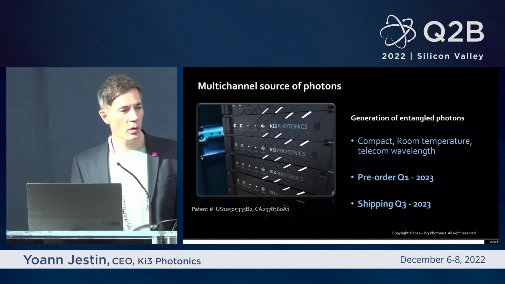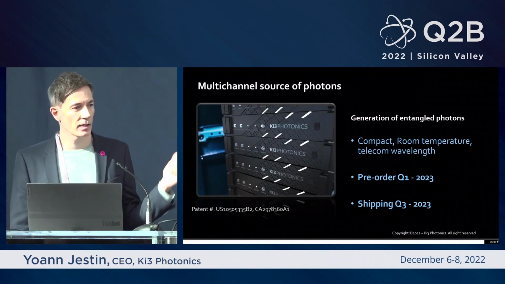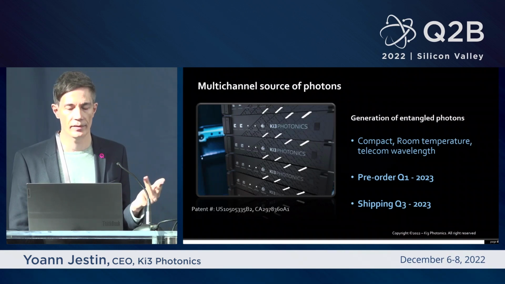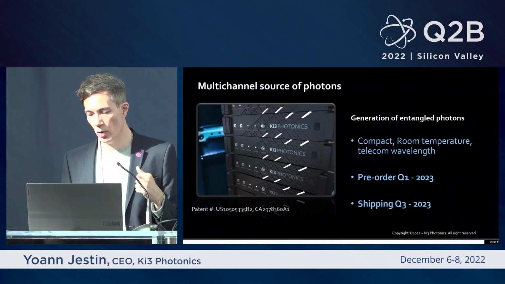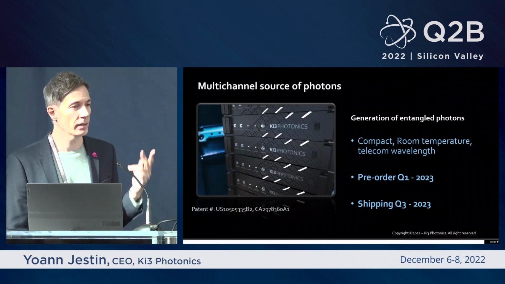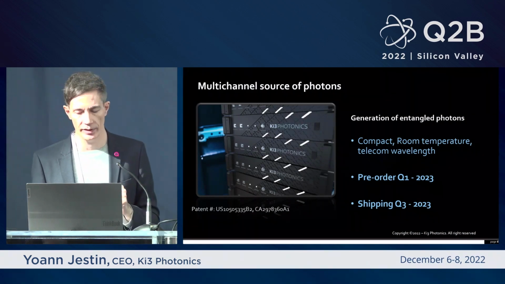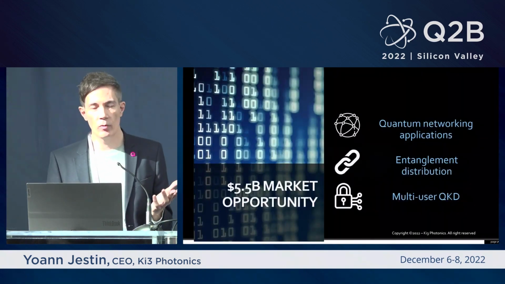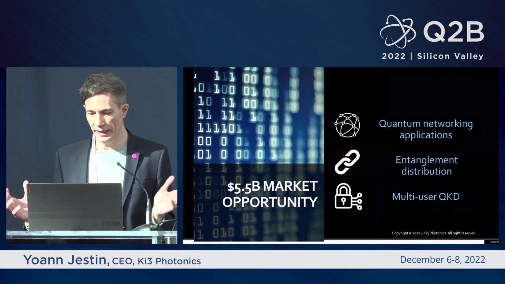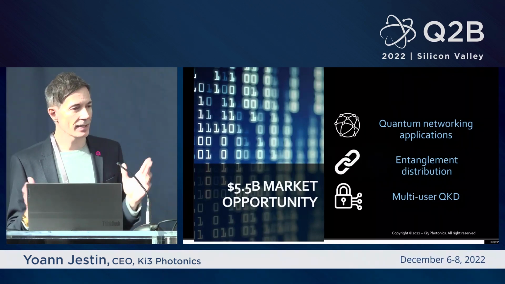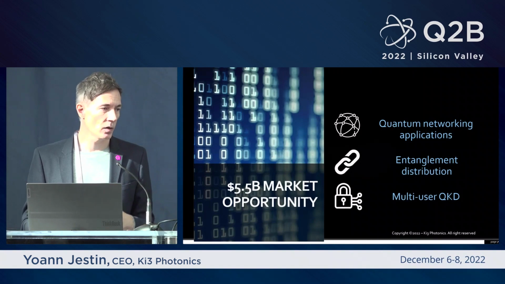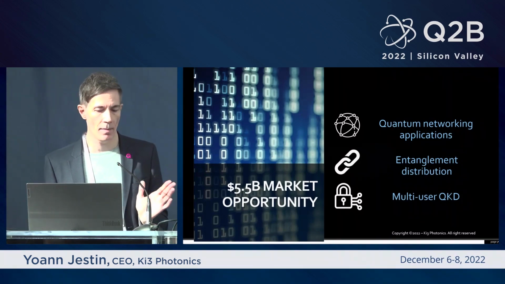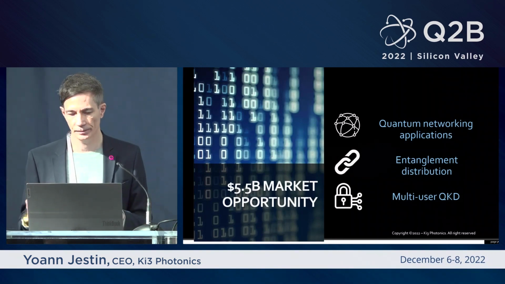As a key takeaway, this source is compact and works at room temperature and telecom wavelengths. We'll take pre-orders for Q1 2023 and ship in Q3 2023. So if you want to build a quantum network, this is the kind of source that you're going to need. Indeed, there's going to be a huge market opportunity with quantum networking. It's supposed to represent a $5.5 billion market in the next 3 years.